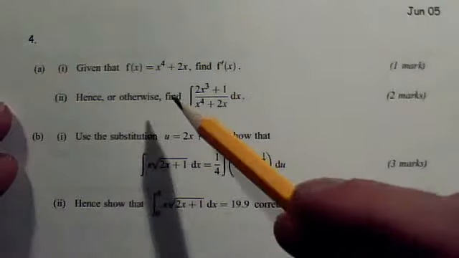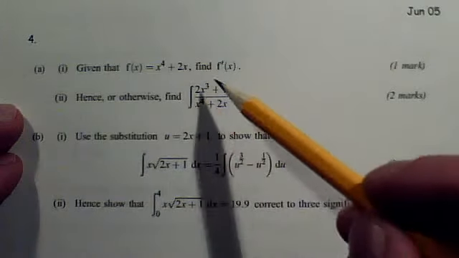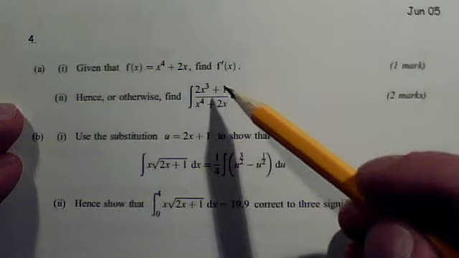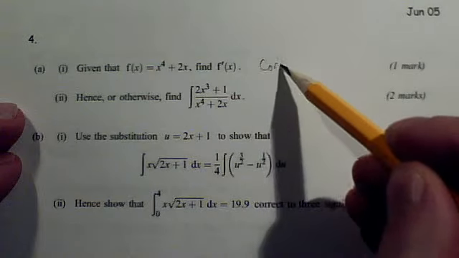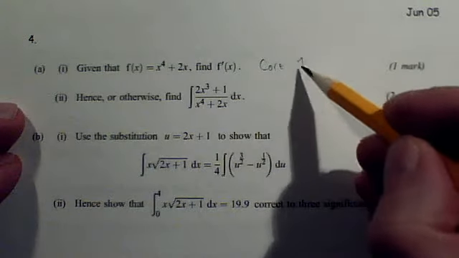Okay, in question 4 part A, they give us f of x and ask us to find f dash of x. Don't be put off, this is as easy as it looks. This is Core 1, easy peasy differentiation.